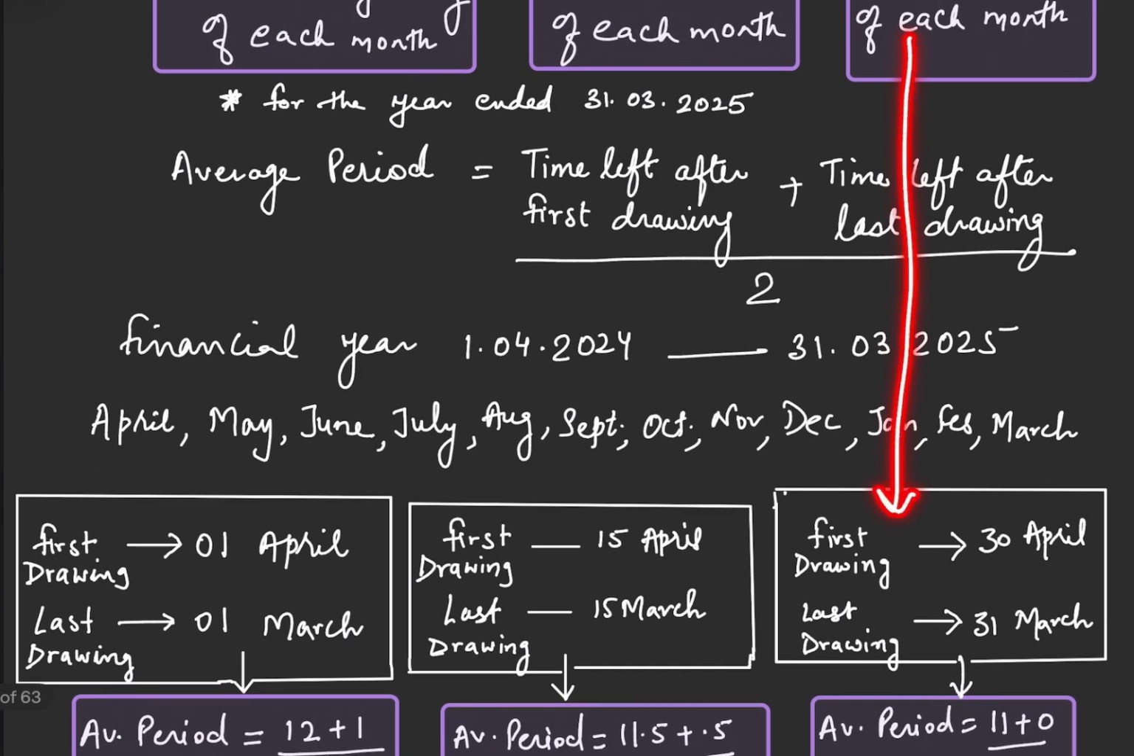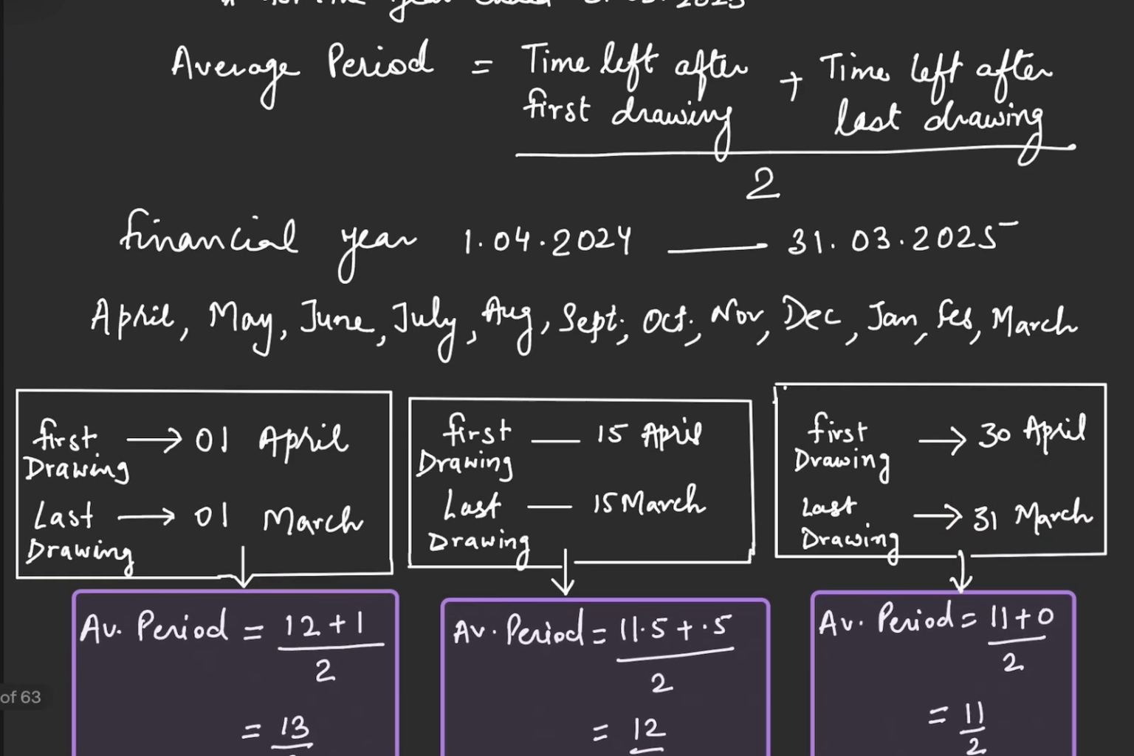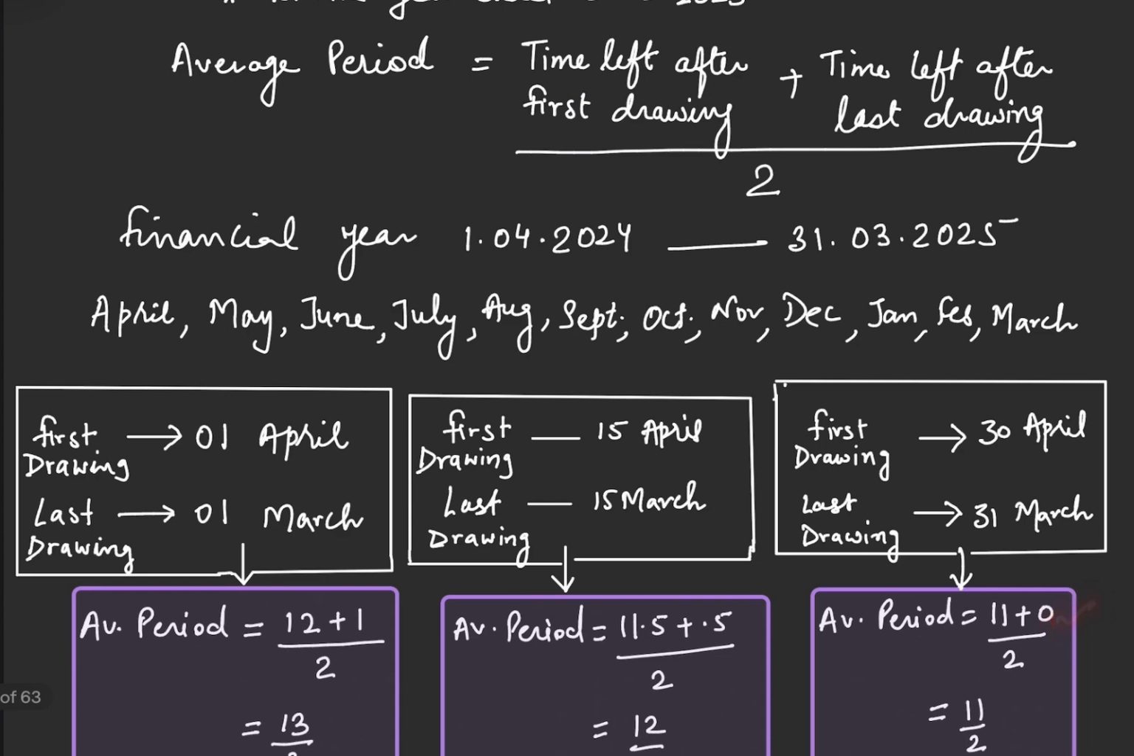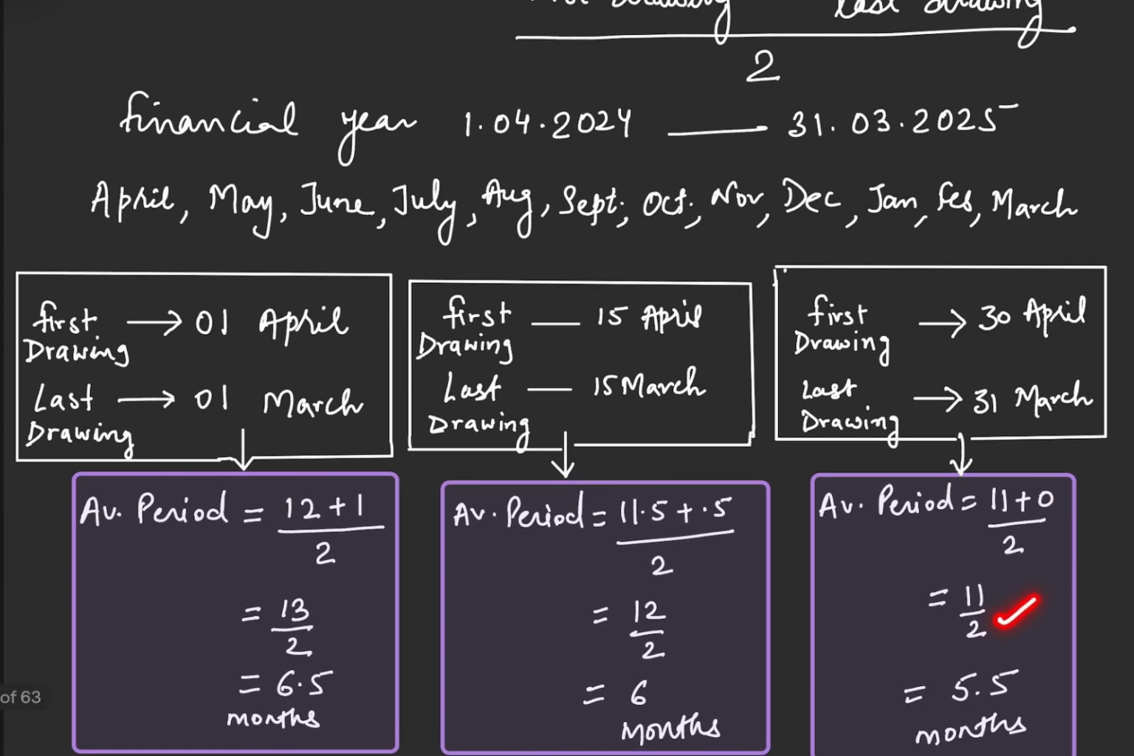The first drawing in this case will be made on 30th April. So if the amount is withdrawn on 30th April, how much time is left? We say that 11 months are left. And the time left after the last drawing, which will be made on the 31st March, is 0. So 11 plus 0 divided by 2 gives us 11 by 2, that is 5.5 months.